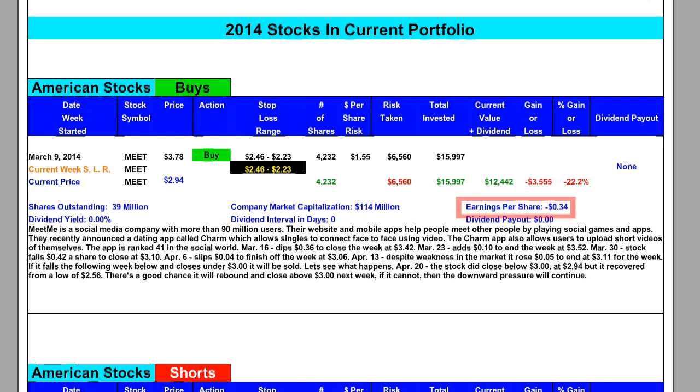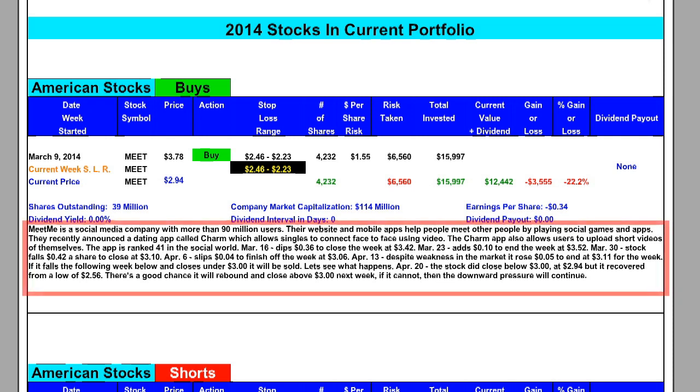Next is the earnings per share. This number may be positive or negative. Here, the dividend yield is shown, followed by the dividend interval in days, and lastly, the actual dividend payout. In this section, I give you week-by-week activity of the stock price and major announcements or news, if any.